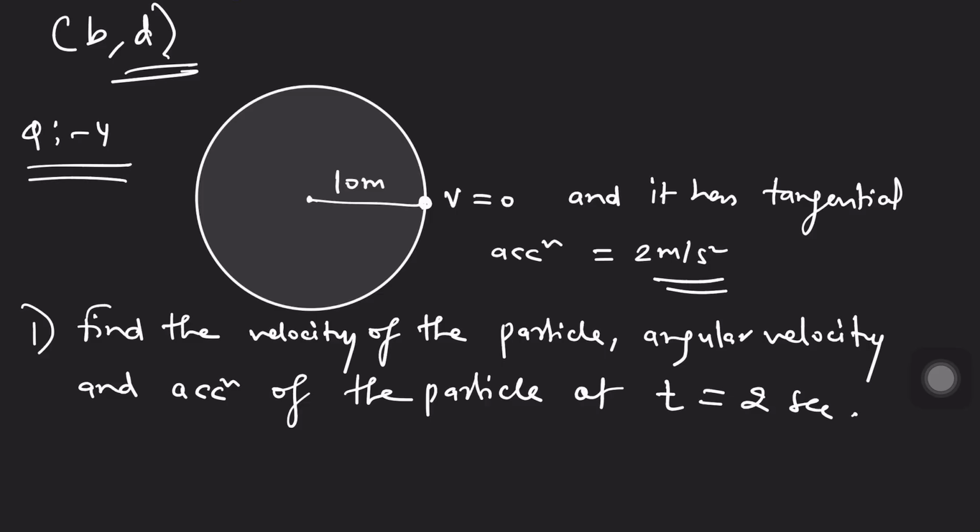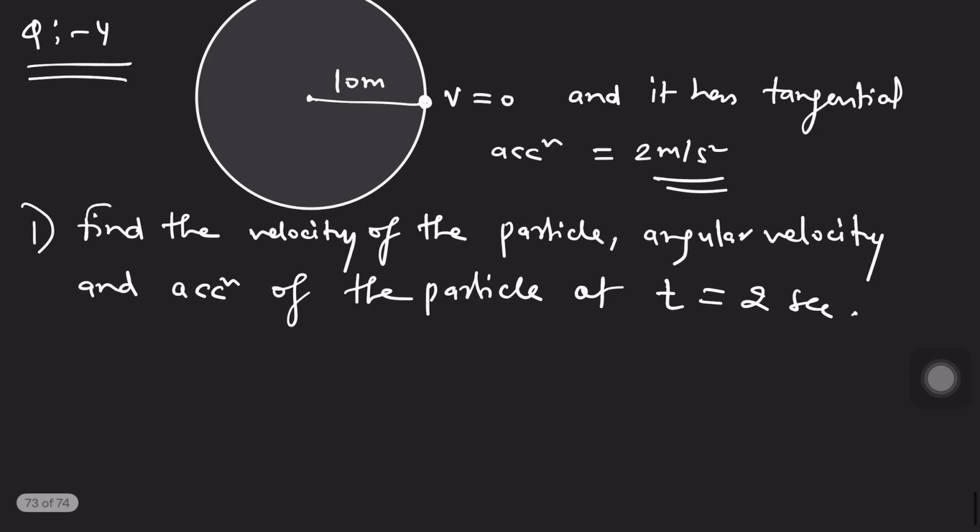A particle has started moving on a circular path, and it has initial velocity 0, and it is going to move with the constant tangential acceleration, that is 2 meter per second square. The question is: find the velocity of the particle, angular velocity of the particle, and acceleration of the particle at t equal to 2 seconds. So let me solve this problem. If you want to try, you can pause the video and try, otherwise let me solve this.